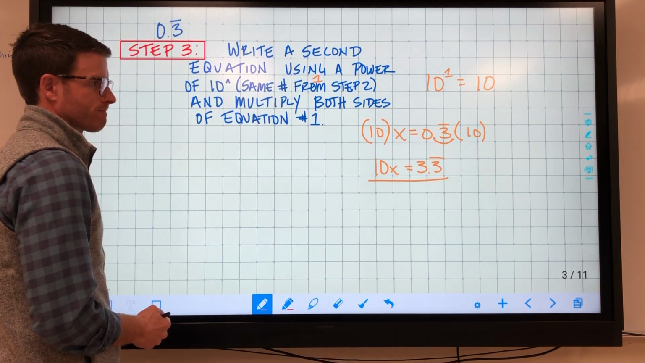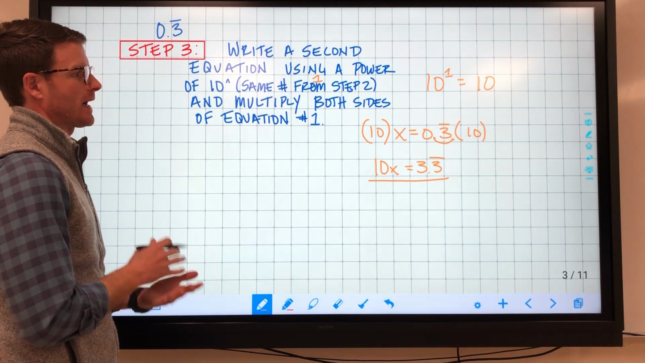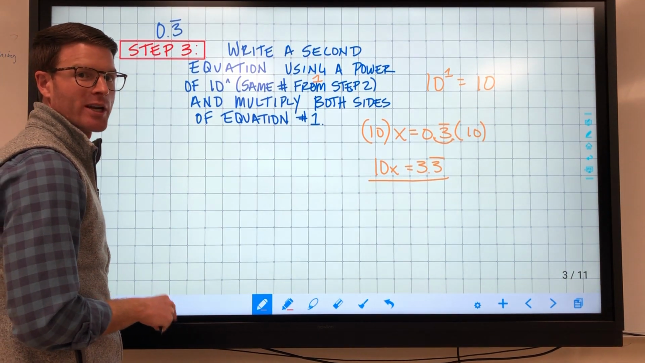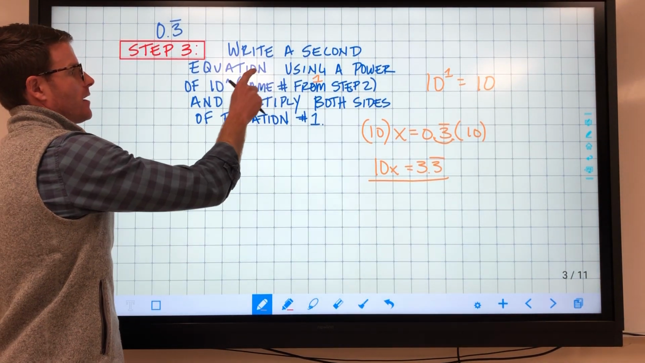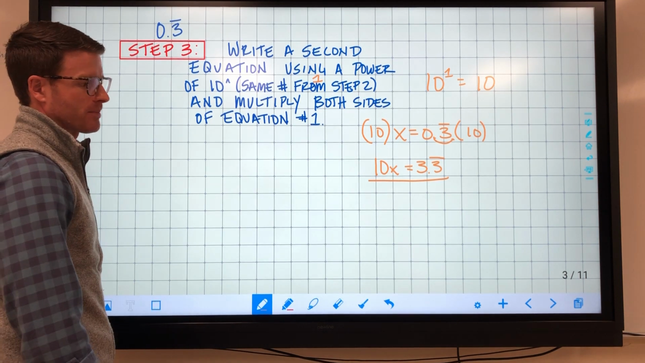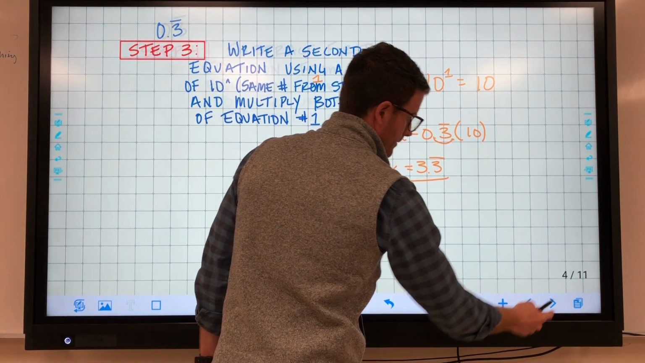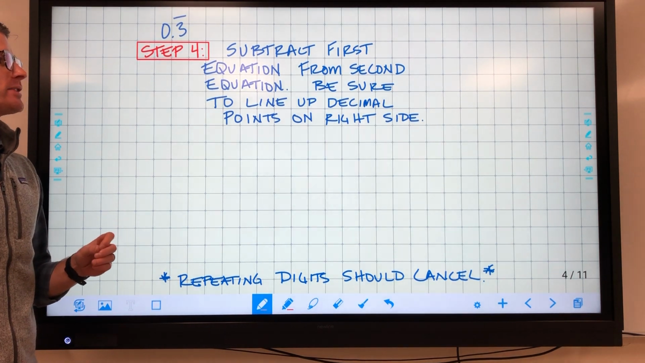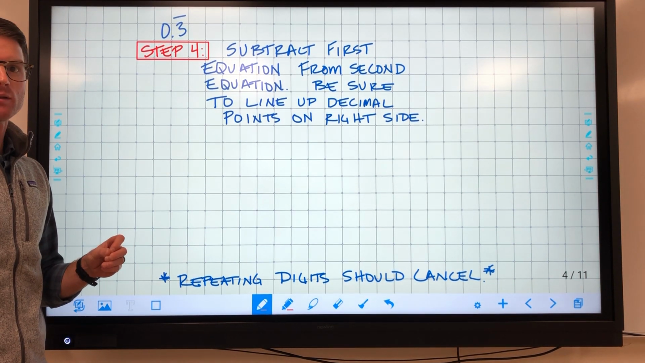All right. So step 3 has us make a second equation where we multiply the first equation by a power of 10 to the same number from step 2. There we go. Step 4, subtract the first equation from the second equation.